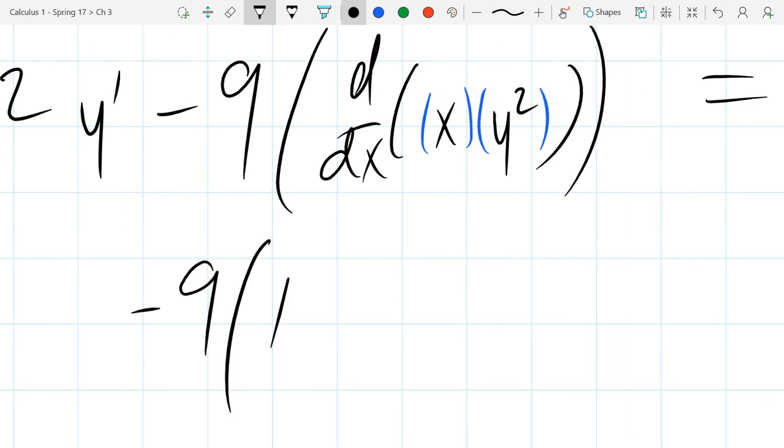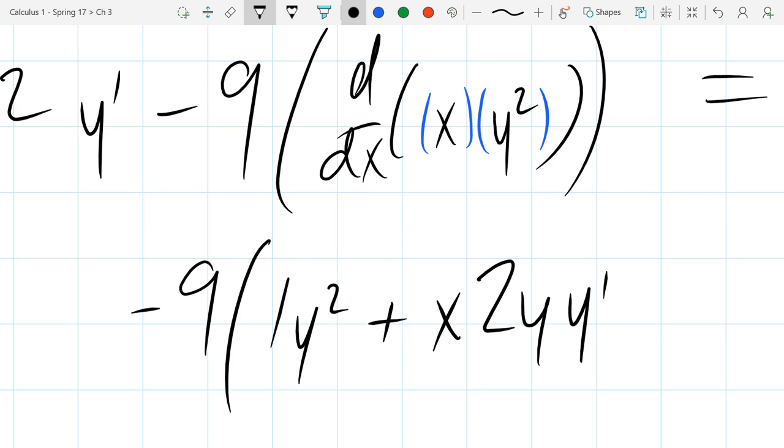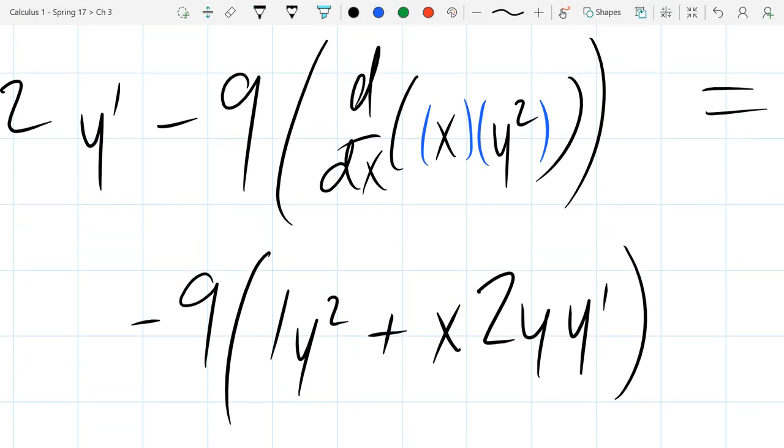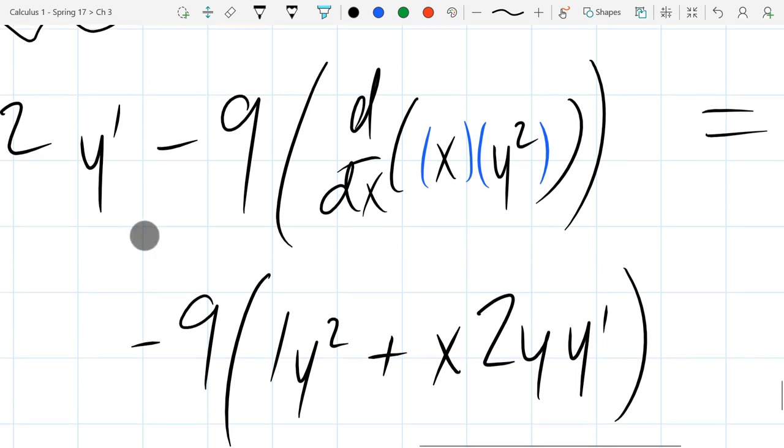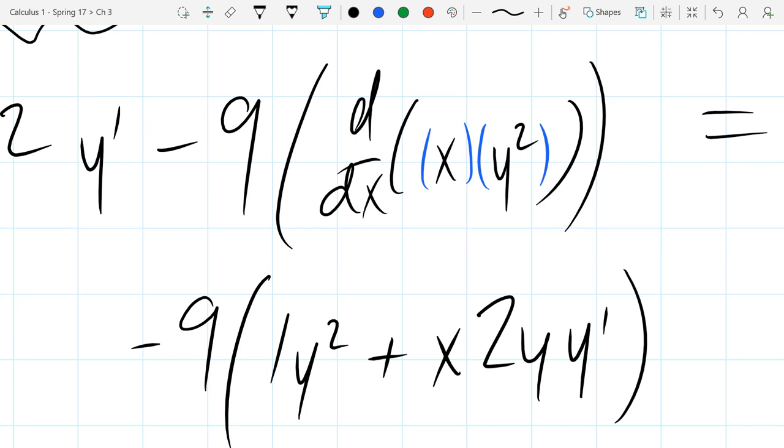So a derivative of x is 1, so we have 1y squared plus x times the derivative of y squared, which is 2y, y prime. Do not write y to the first power. This is what it would look like. So here's a perfect time to not write y to the first power, because it's going to be right next to a y prime. So I just took the derivative of what's right above it, and I used that constant multiple rule to move the negative 9 outside before I took my derivative. So this is tricky. Any questions about that product rule?